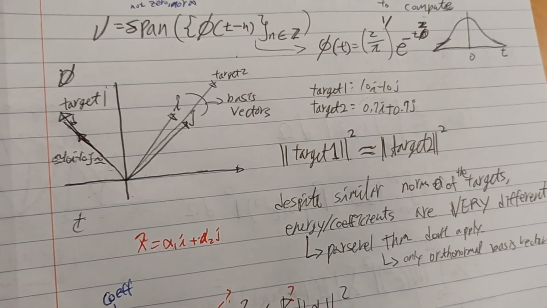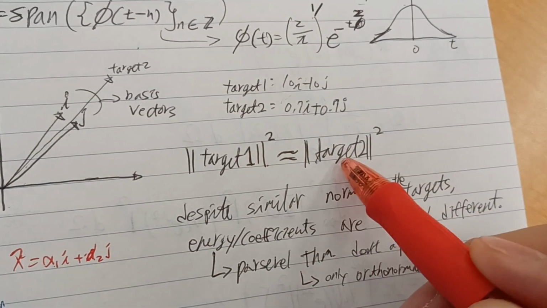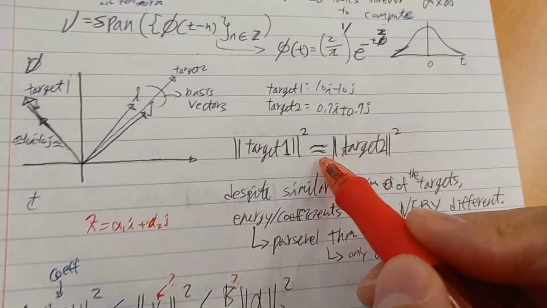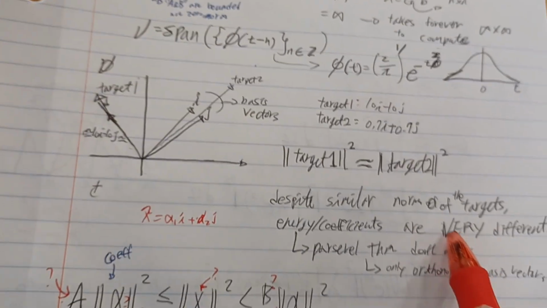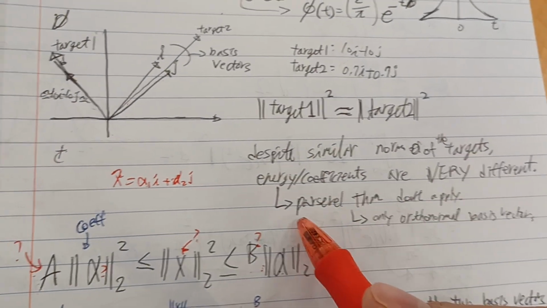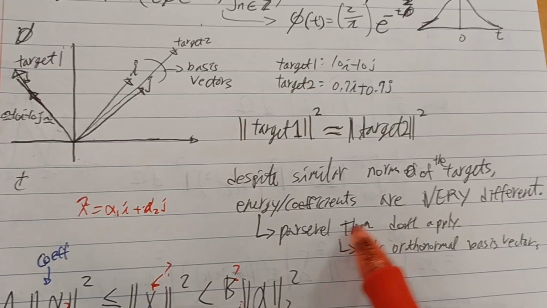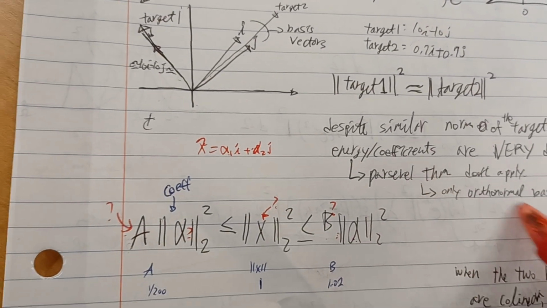Sure. But the thing is, if target 1 and target 2 have about the same norms, but the coefficients in front of these basis vectors are completely different, then despite the similar norm of the targets, the energy of the coefficients is very different. It means that Parseval's theorem does not apply, and it only applies for orthonormal basis vectors.